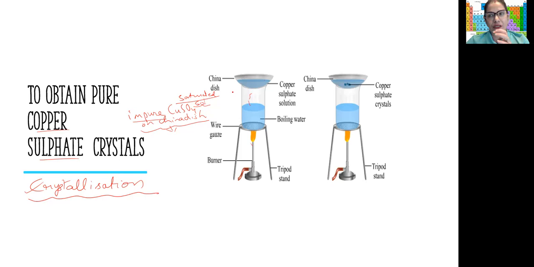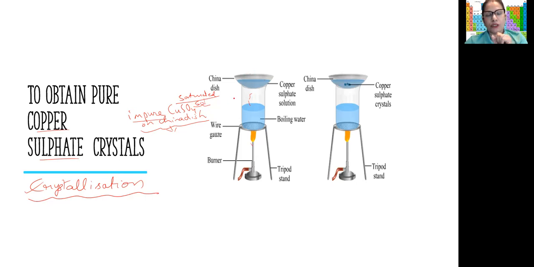The copper sulfate solution gets heated up, and the impurities will vaporize, and the pure copper sulfate will crystallize out. So impure copper sulfate we have taken in the china dish, a saturated copper sulfate solution. From that, when we cool the copper sulfate, which is here, the impurities have evaporated.